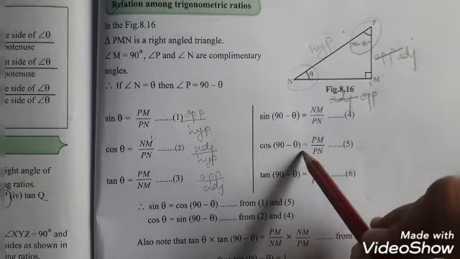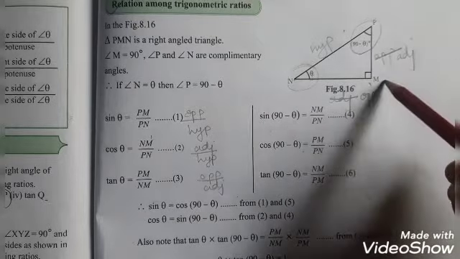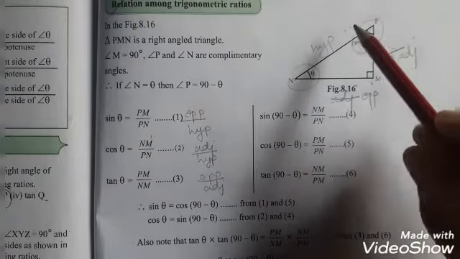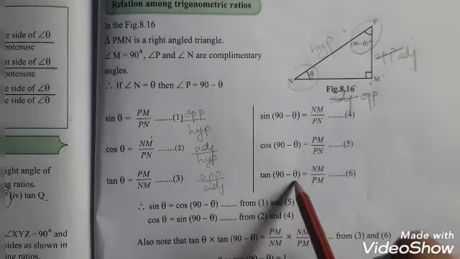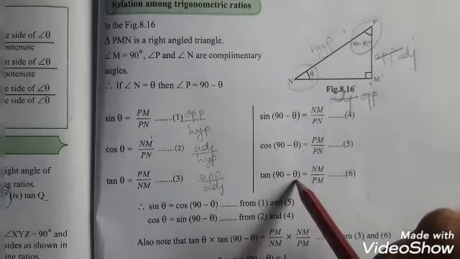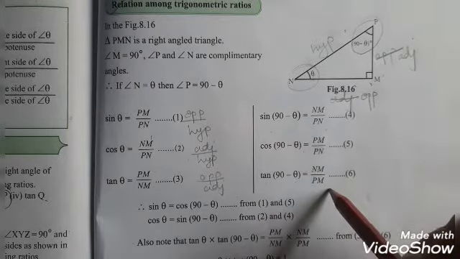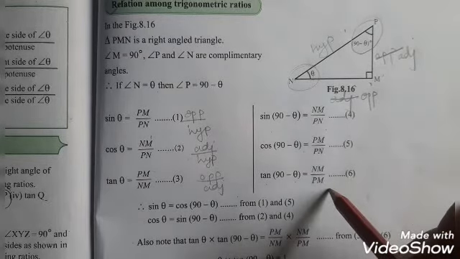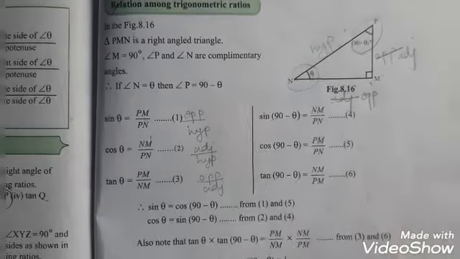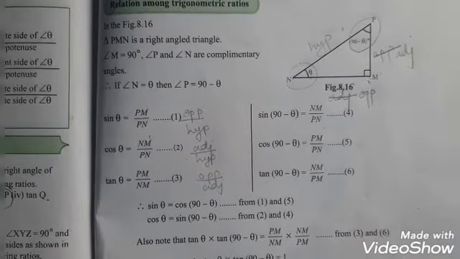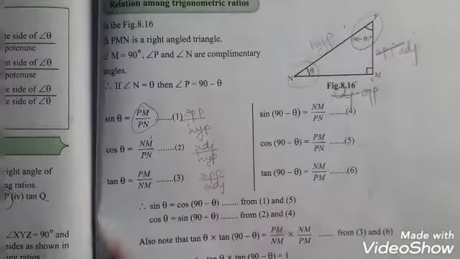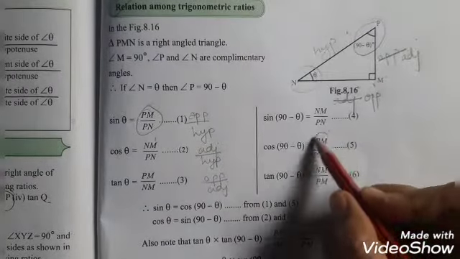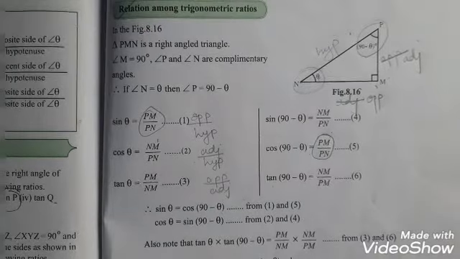Then cos 90 minus theta. Cos is adjacent upon hypotenuse. So your adjacent side is PM and your hypotenuse is PN. And last is tan 90 minus theta. So tan 90 minus theta is opposite upon adjacent. So your opposite side is NM and adjacent is PM. Okay. So now we can see PM upon PN and this PM upon PN both are equal.